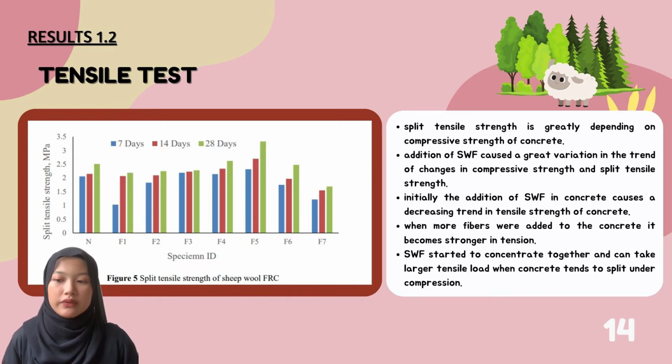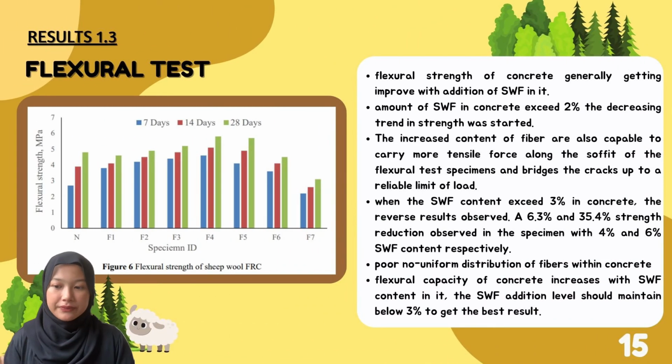Beyond the optimal level of addition of sheet wool fiber, the agglomeration of fiber caused a significant loss in bonding strength and a loss in strength. In accordance with the tensile test result, the addition of sheet wool fiber in concrete should be between 2% to 3% of cement content. Flexural test.